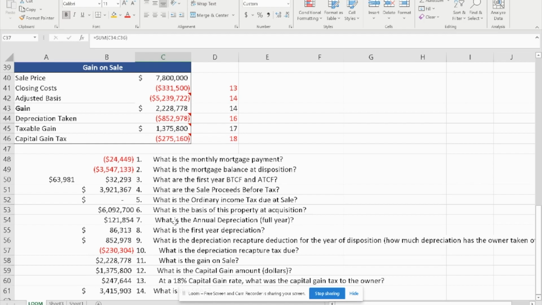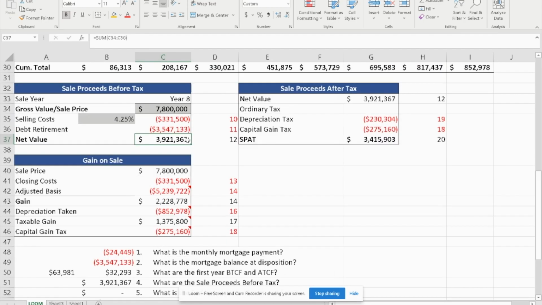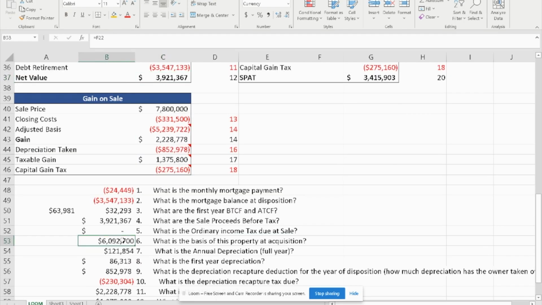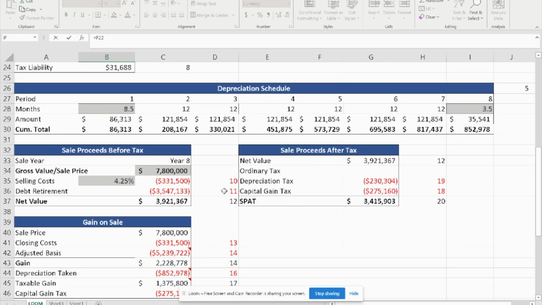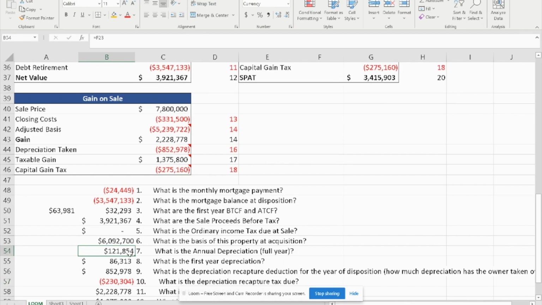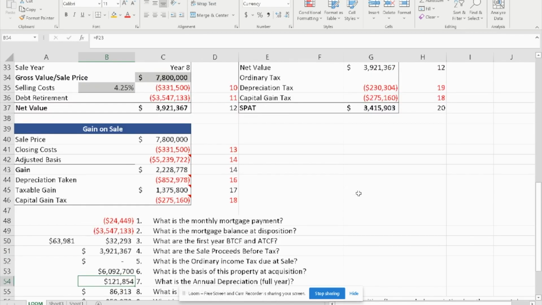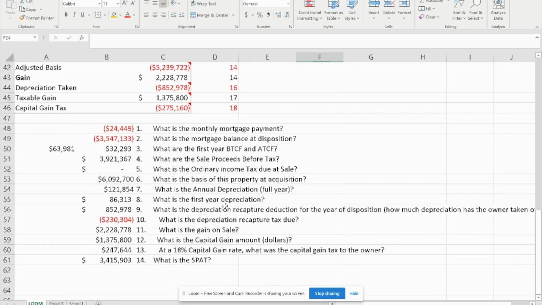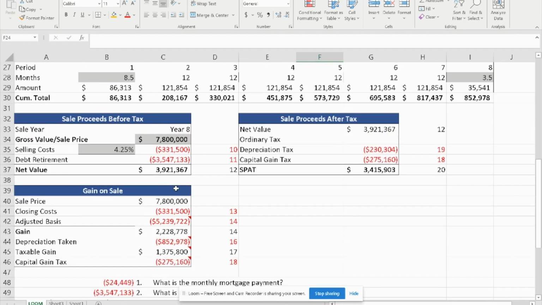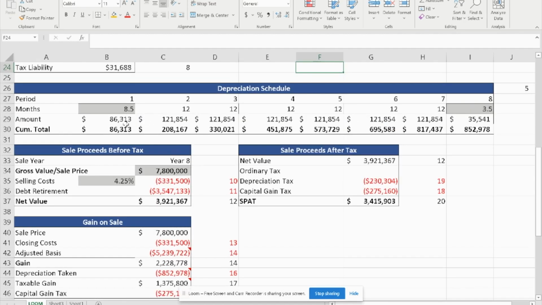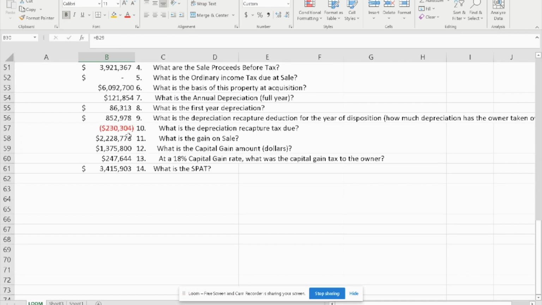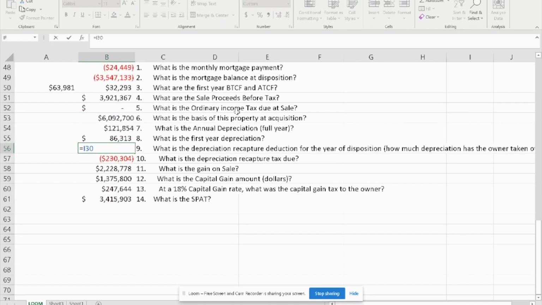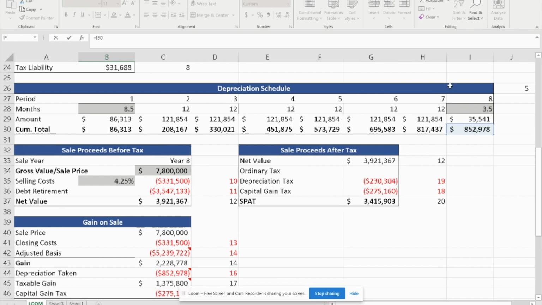And we didn't have any ordinary tax due at sale. The basis for the property was calculated here at $6 million. Then we were asked to calculate the annual depreciation for any full year. We calculated that up here. There was an annual depreciation for each full year. We were asked to calculate the first year depreciation. That is simply a prorated amount of the annual depreciation because the first year we had the property for 8.5 months. So the prorated amount would be $86,000. We were asked to calculate the depreciation recapture. We calculated that and we got $852,000 for the cumulative depreciation recapture.